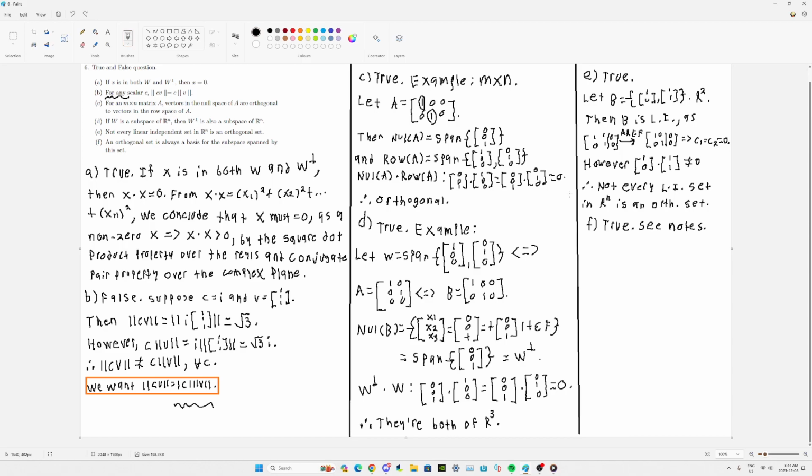However, we notice that the dot product is not equal to 0. It will be equal to 1. Since it's not equal to 0, they're not orthogonal, right? So that means, therefore, not every linearly independent set in Rn is an orthogonal set. We've shown that it's linearly independent in Rn, but it doesn't work. Right? And F, an orthogonal set is always a basis for the subspace spanned by the set. We see that's also true. I believe he gave a proof in the notes. It's just going to be a lot to go over. But yes.